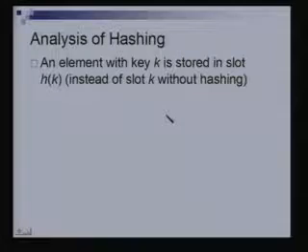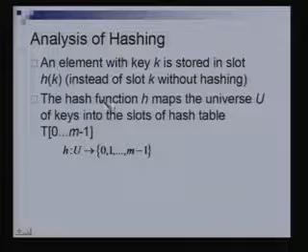So, an element with key k is stored in the slot h of k. What was h? h was the hash function, h of k is the value of the hash function. And what is this hash function doing? The hash function is mapping the universe of all keys, let us call that u, to slots of the hash table, right. So, if the hash table was of size m, it is a function from u, the universe, to 0 through m minus 1.